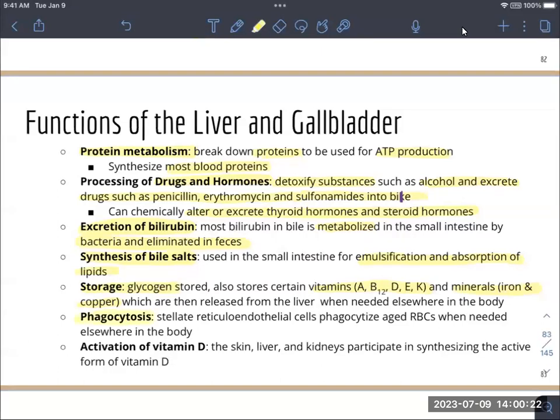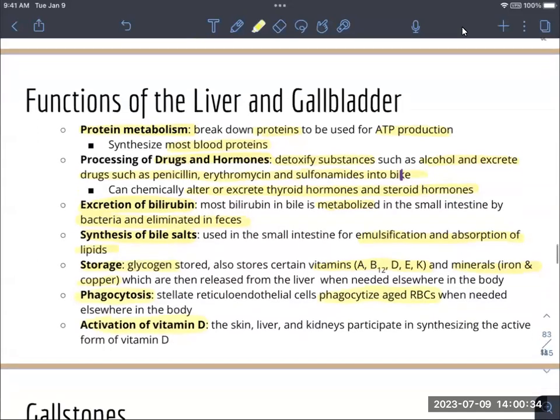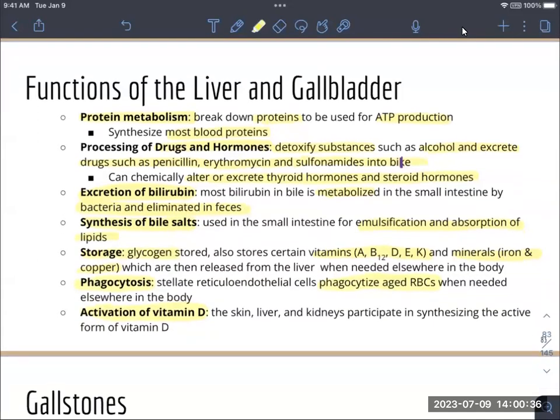Phagocytosis. Those aged red blood cells, we get rid of those aged red blood cells. We activate vitamin D. So the skin, the liver, and the kidneys help make those active forms of vitamin D.